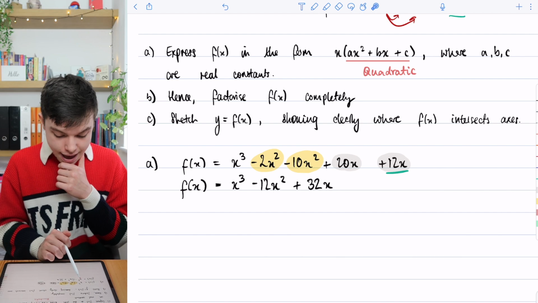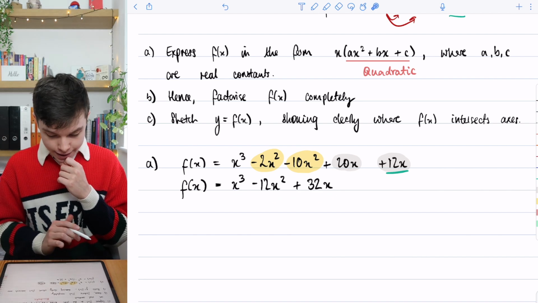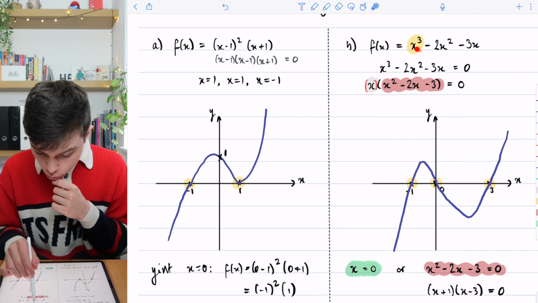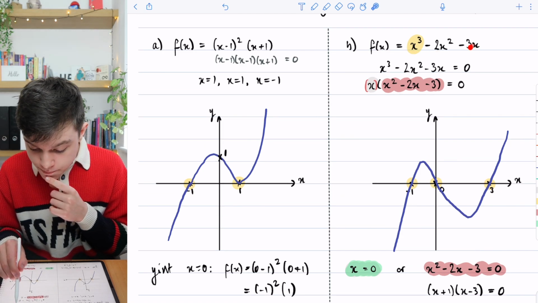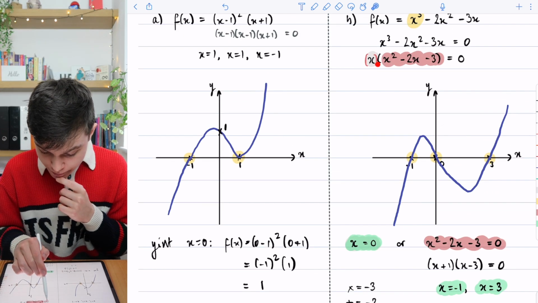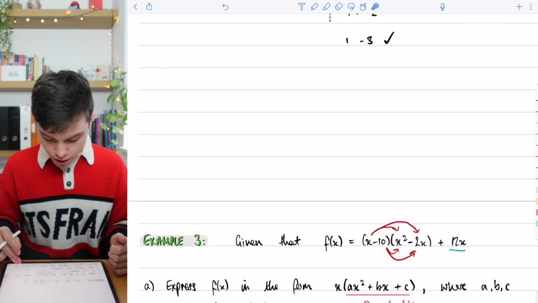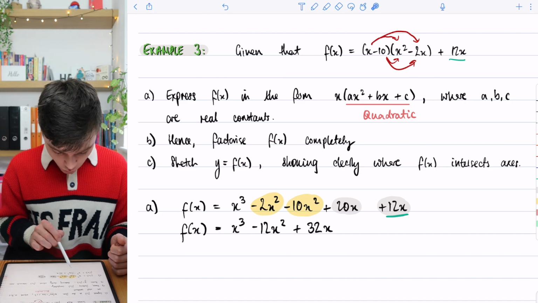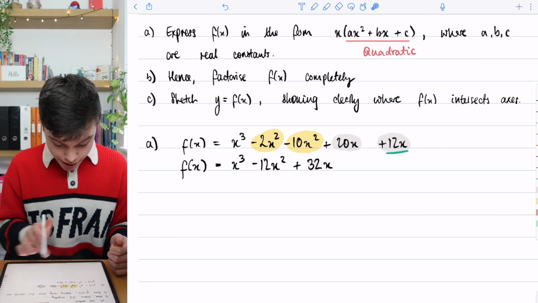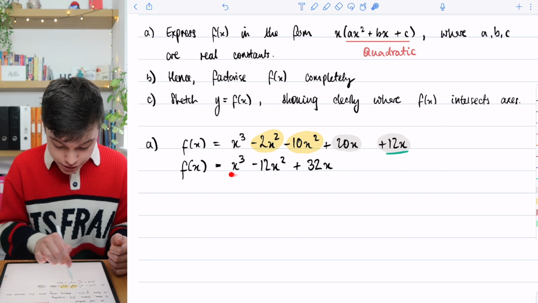So we can see I've expanded to give me a cubic, and notice in this example above, we could have factorised out an x from every term. And it gave us something in the form x times a quadratic. Well, can we do that here? We've got x times a quadratic, that's the form that we want. Can we take an x out of every term here?